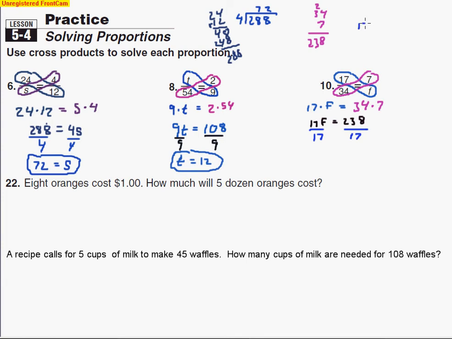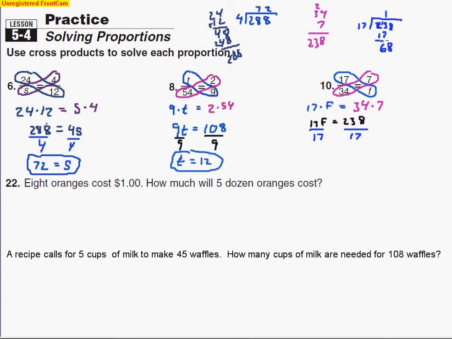So 17 goes into 238. Let's see how many times. 17 goes into 23 one time. I got to do some subtraction here. Remember, you got to borrow from this 2. That changes to a 1. So 13 minus 7 makes 6. You bring down this 8.